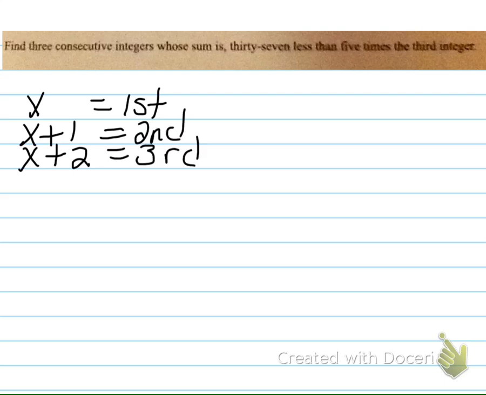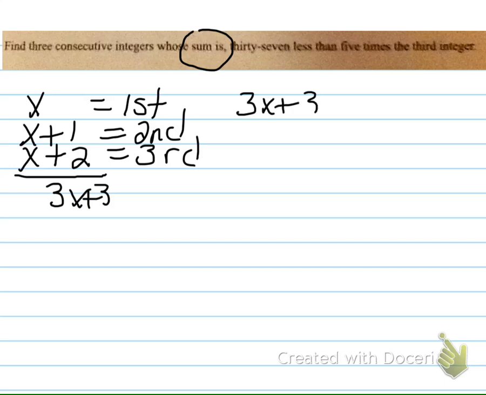Okay, so that's out of the way. Now it said, find 3 consecutive integers whose sum is, so I know that I have to add these, and if I do that, I'm going to get 3x plus 3. Get that plus sign in there. Whose sum is 37 less than 5 times the third integer. So we've got 3x plus 3 being equal to 37 less than 5 times the third integer.